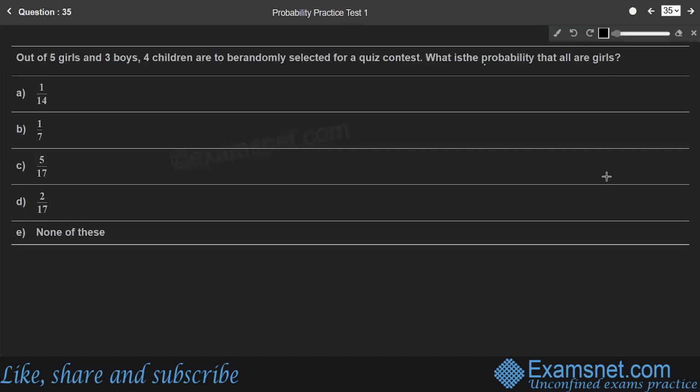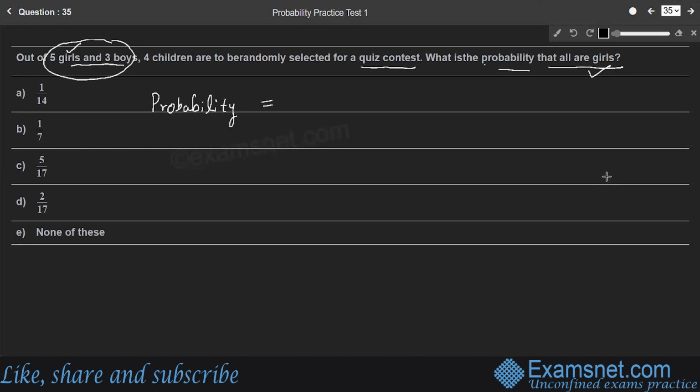Question 35. Out of 5 girls and 3 boys, 4 children are to be randomly selected for a quiz contest. What is the probability that all are girls? Here, students, out of 8 children, we have to select 4 children. So, which are girls, right? The probability that all are girls will be, the probability formula says, the number of favorable outcomes by total number of outcomes.